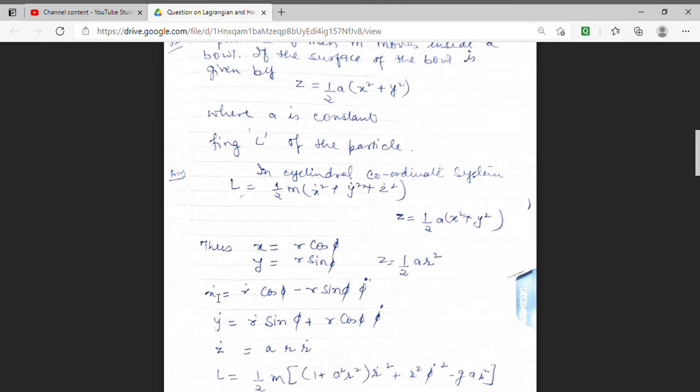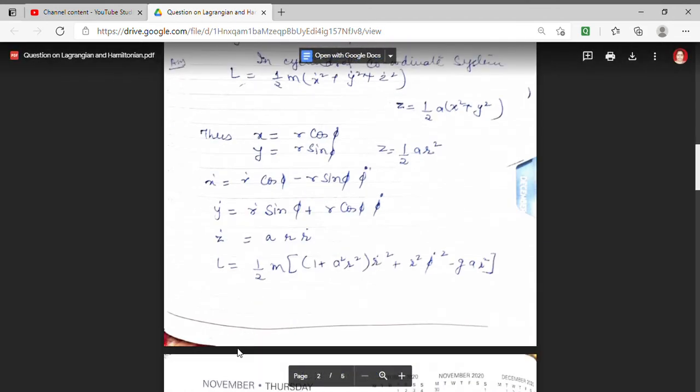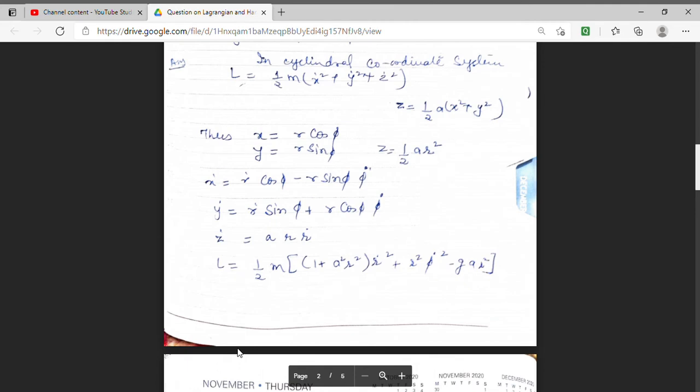x dot will be, as there are two functional dependences, r and phi, r dot cos phi minus r sin phi phi dot. Similarly, from here we can find y dot, and from this expression we can find z dot as a r r dot. So, obtaining these values, I can substitute them to obtain the Lagrangian of the system.